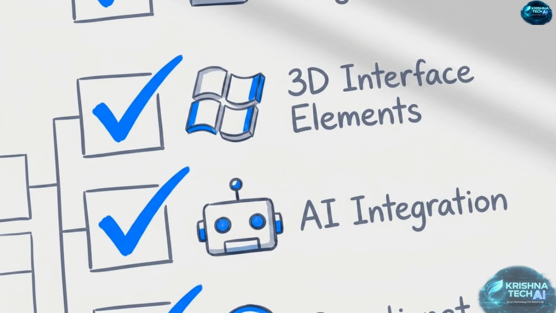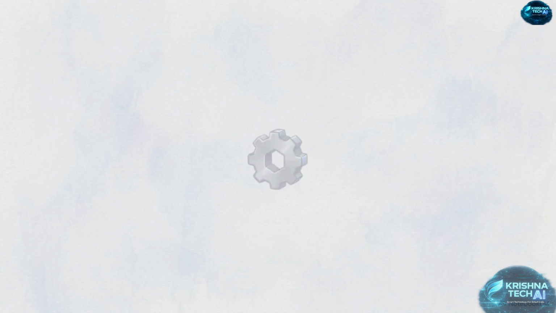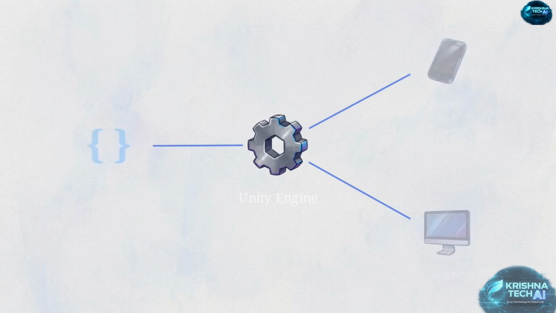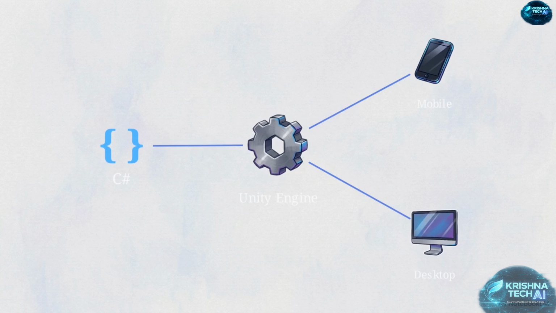You should also add the Windows Build Support and Android Build Support modules to ensure you can export your games to multiple platforms. Selecting these specific modules during setup creates the necessary environment for cross-platform publishing and allows the engine to recognize your C# code.